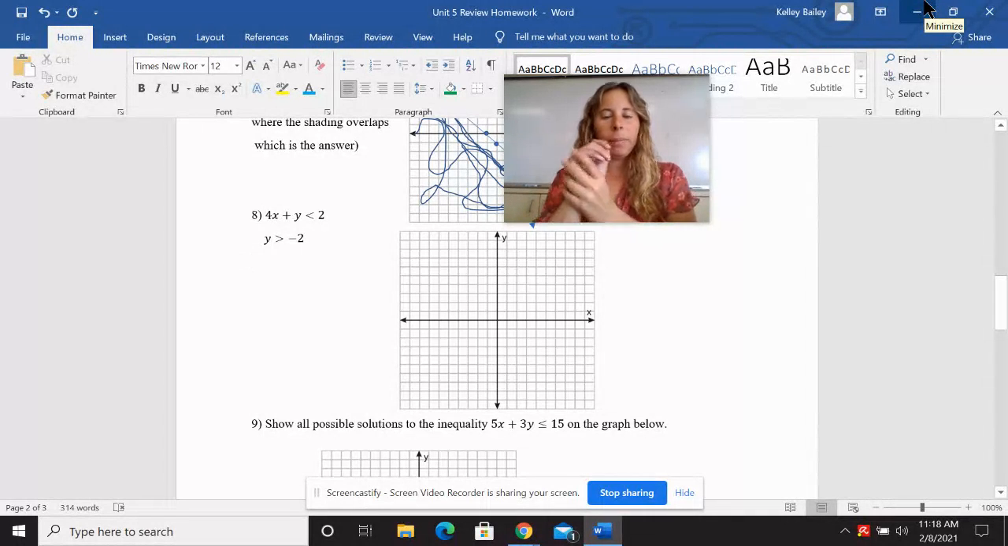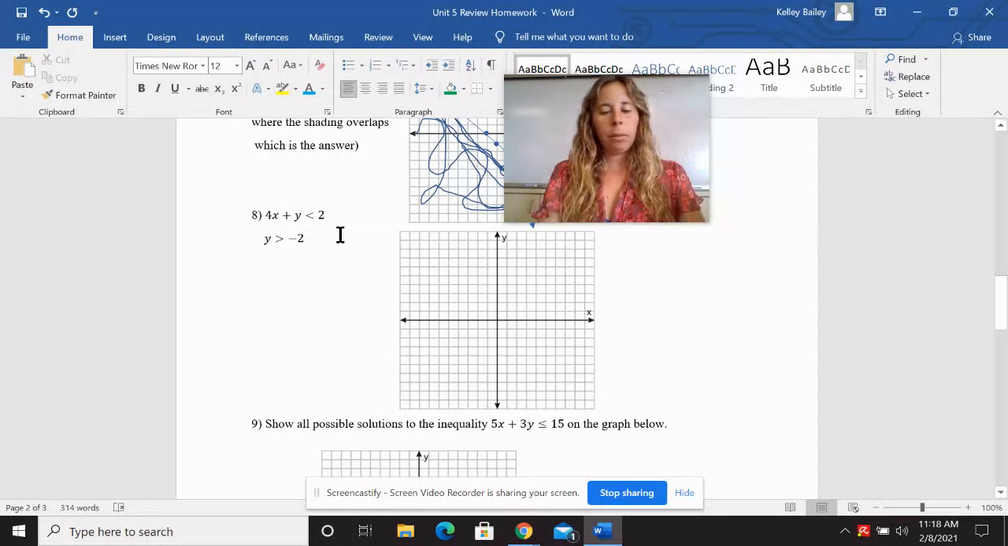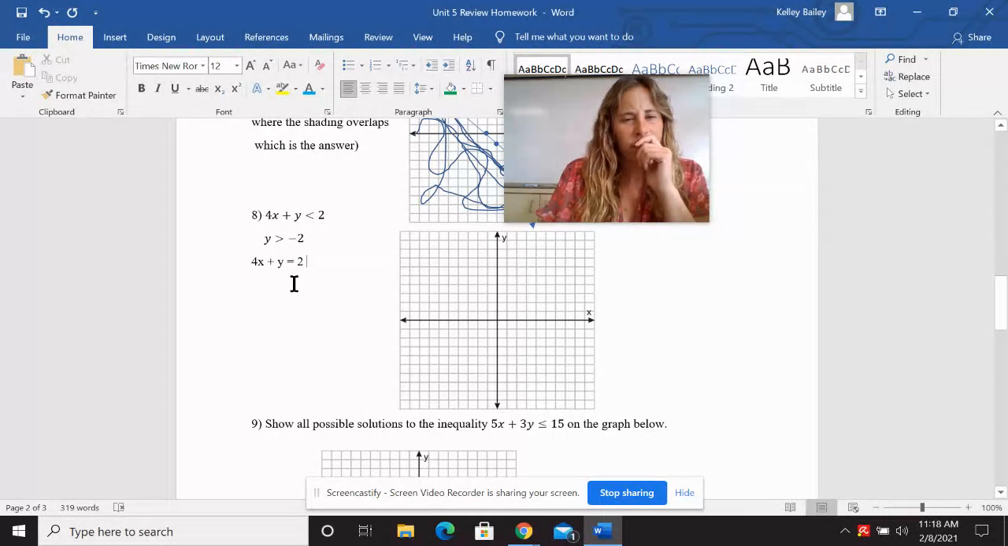So for number 8, your first line, 4x plus y is less than 2. So 4x plus y equals 2. Okay, we're going to graph this line. 2 options, right? You can find the intercepts like we did in problems 4 and 5 and graph using those, or you can change this to slope-intercept form and graph from there. This was actually pretty easy to change to slope-intercept form, so I'm going to do that.